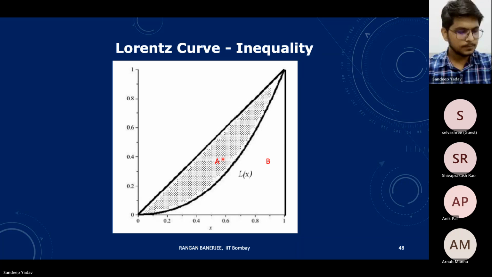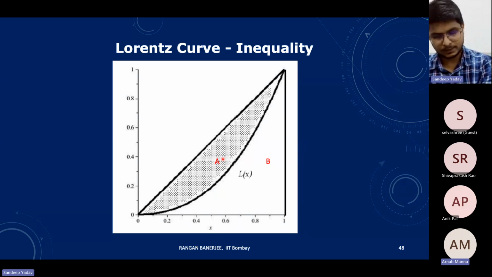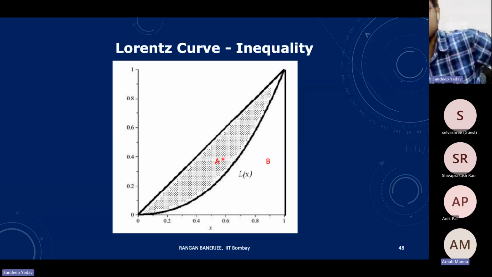Yes, I have told this: if the Gini coefficient is more, then the condition, whatever condition, will be poorer or worse. And when it is less, then it is a good condition.